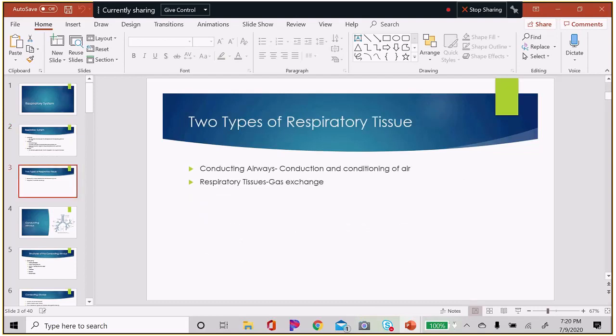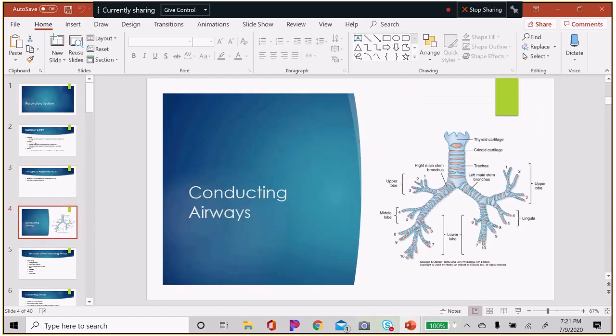So the two types of respiratory tissue that we're going to talk about in terms of how they affect oxygenation and what kind of diseases they're prone to are the conducting airways, whose main job, there's no gas exchange there, is simply about taking air from the environment and getting it into our chest, and then taking that air that's inside and pushing it out. And then the respiratory tissue, or the lobule, which is where the gas exchange takes place. So we'll start with the conducting airways.